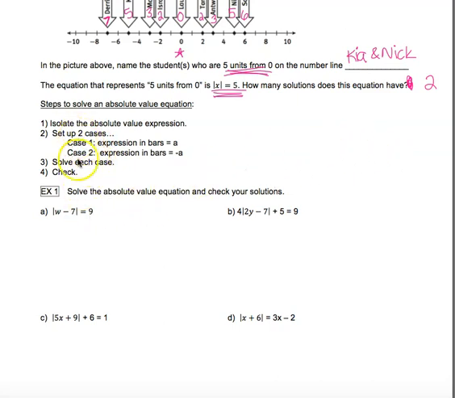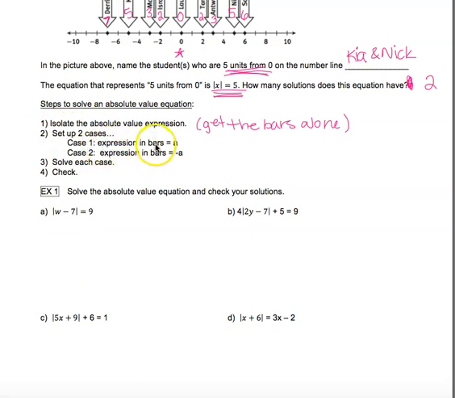So when we look at example 1a, step 1 says to isolate the absolute value expression. That just means get the bars alone. So these are absolute value bars, and they are alone because I only have what's inside the bars, and that's it. So it's already isolated in this case, which means I set up the 2 cases.